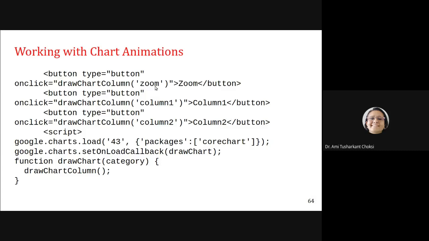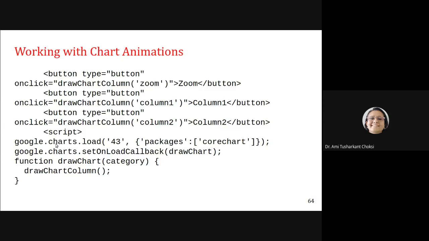Different categories we are specifying, right? Say if we are specifying the text as zoom, what to do? If we are specifying it as column 1, then what to do? If we are specifying column 2, then what to do, right? See, these are the things we are passing to drawChartColumn. And after that, what we'll be doing? That will be there inside the drawChartColumn function. Okay, so let's see what to do. These are the 3 buttons we have specified, right?